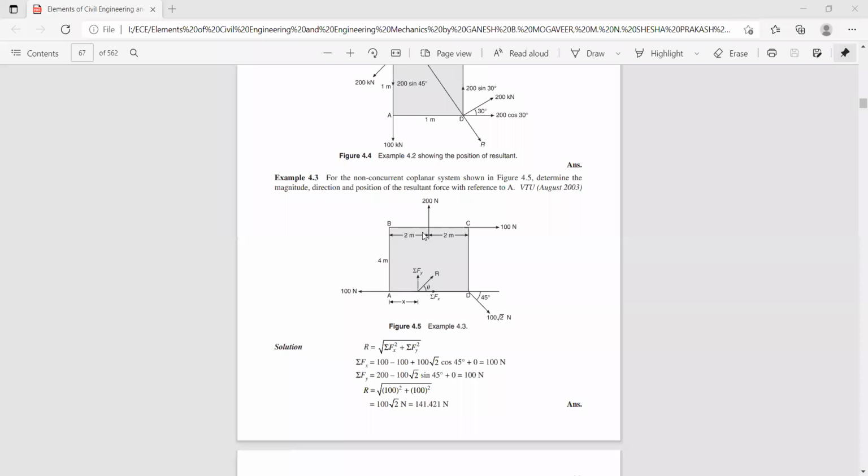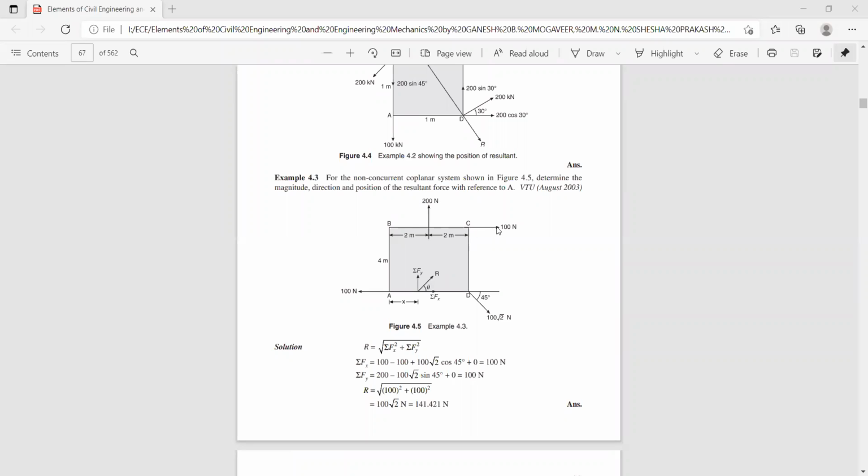And the perpendicular distance with respect to point A is 2 meters. The perpendicular distance from the line of action of this force is 2 meters. And if you consider the moment, it creates an anti-clockwise moment with respect to point A. So hence, minus 200 into the perpendicular distance, which is 0.2.